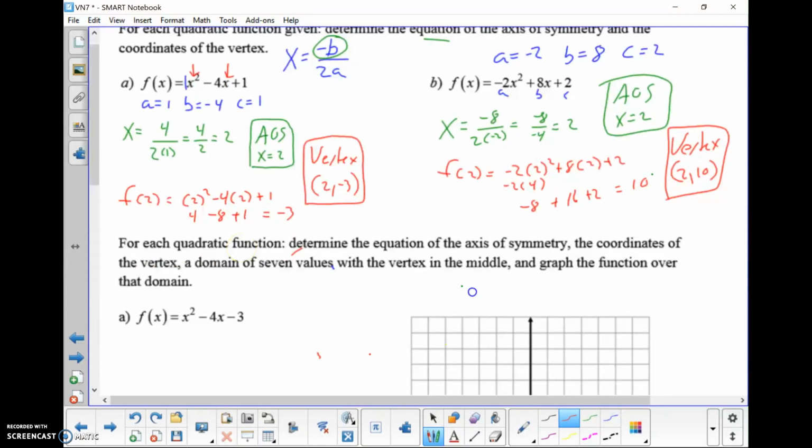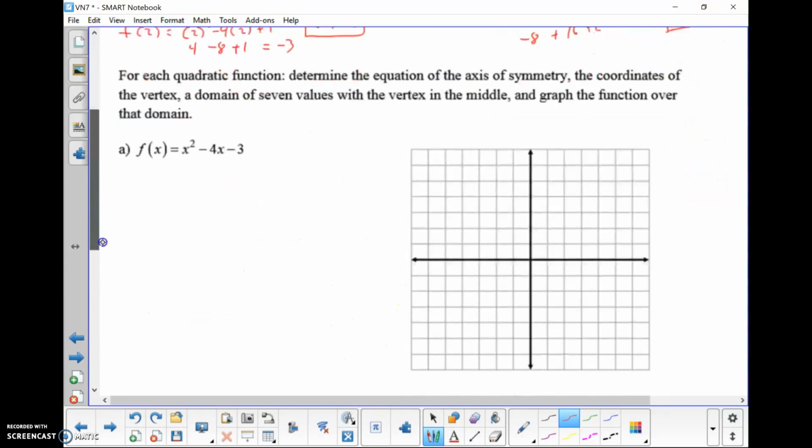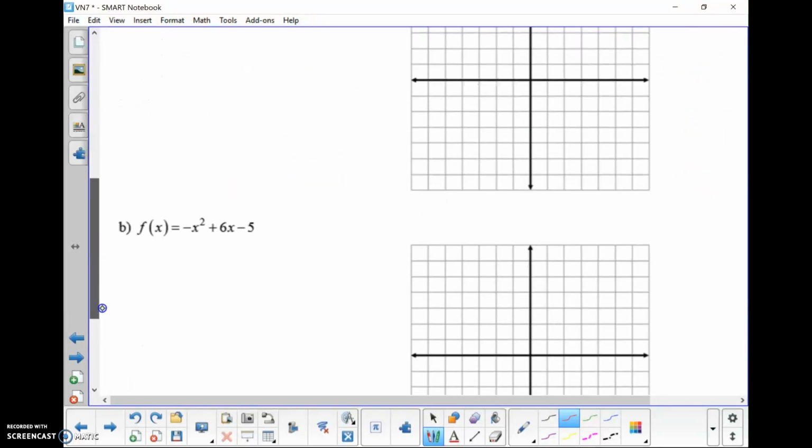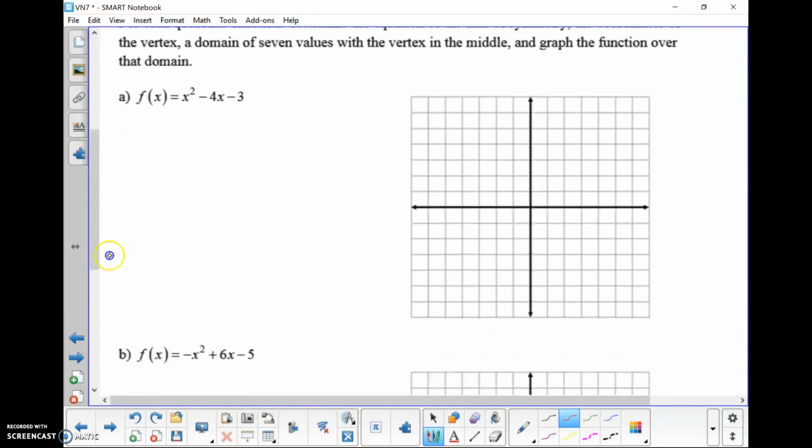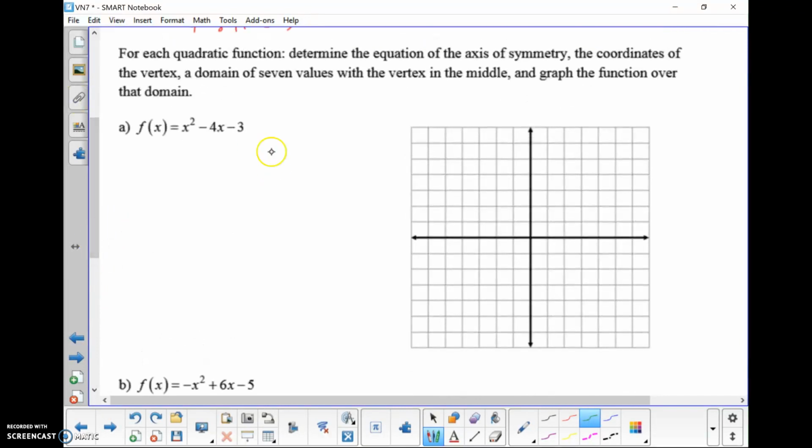Now, how is this going to help us with graphs? Let me just erase all these little stray marks. Well, given this quadratic, I want to graph it. I'll probably skip that bottom one so this video doesn't go too long. Last time we were given a domain in the previous video. This time we're not going to do that. What we're going to do is use our axis of symmetry to help us figure this out.